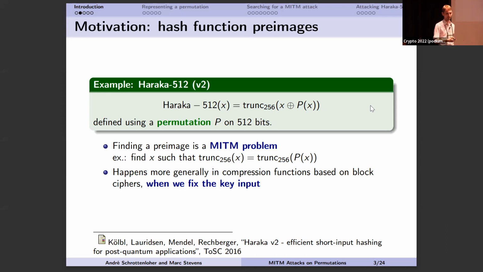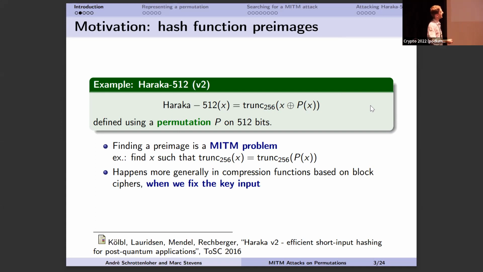And then it truncates to 256 bits. And then you have your hash. So of course, finding a preimage of this, for example, a preimage of 0, is exactly a meet-in-the-middle problem. You want to find an input x such that the truncation of x equals the truncation of P(x).